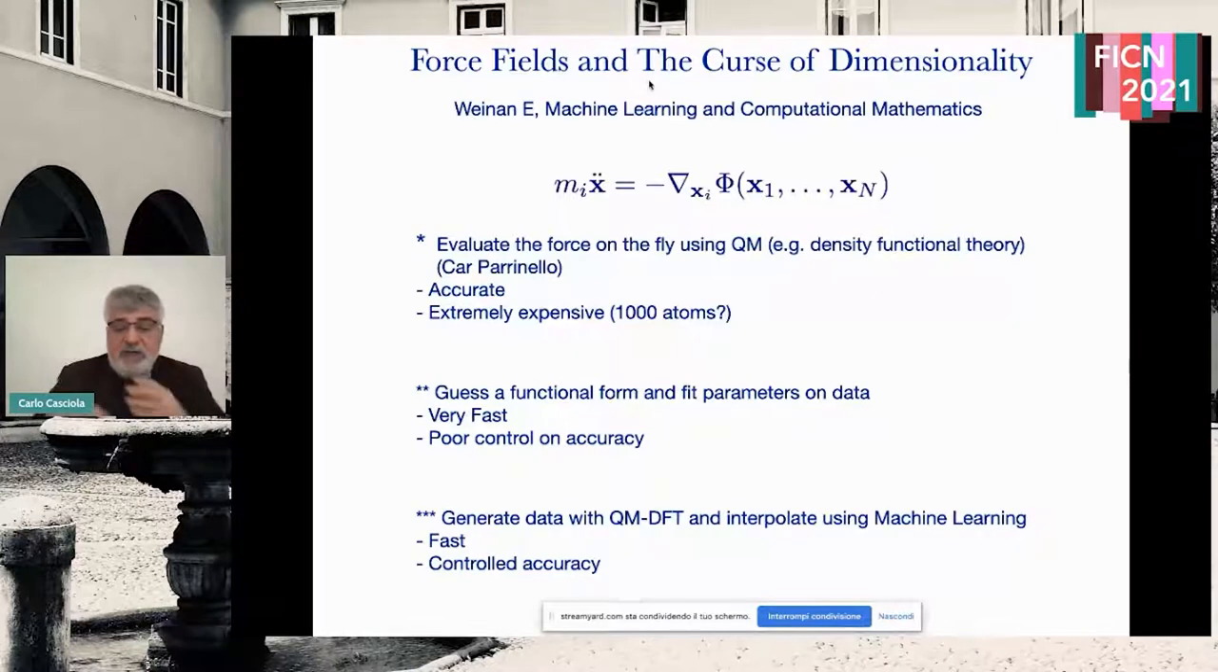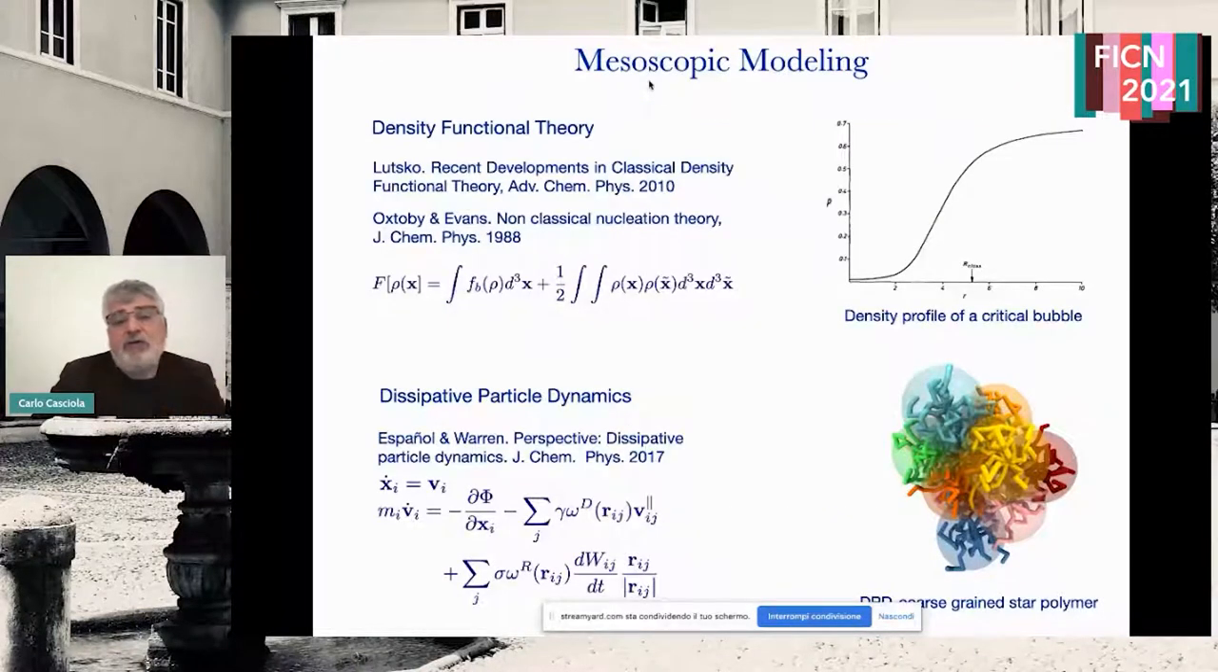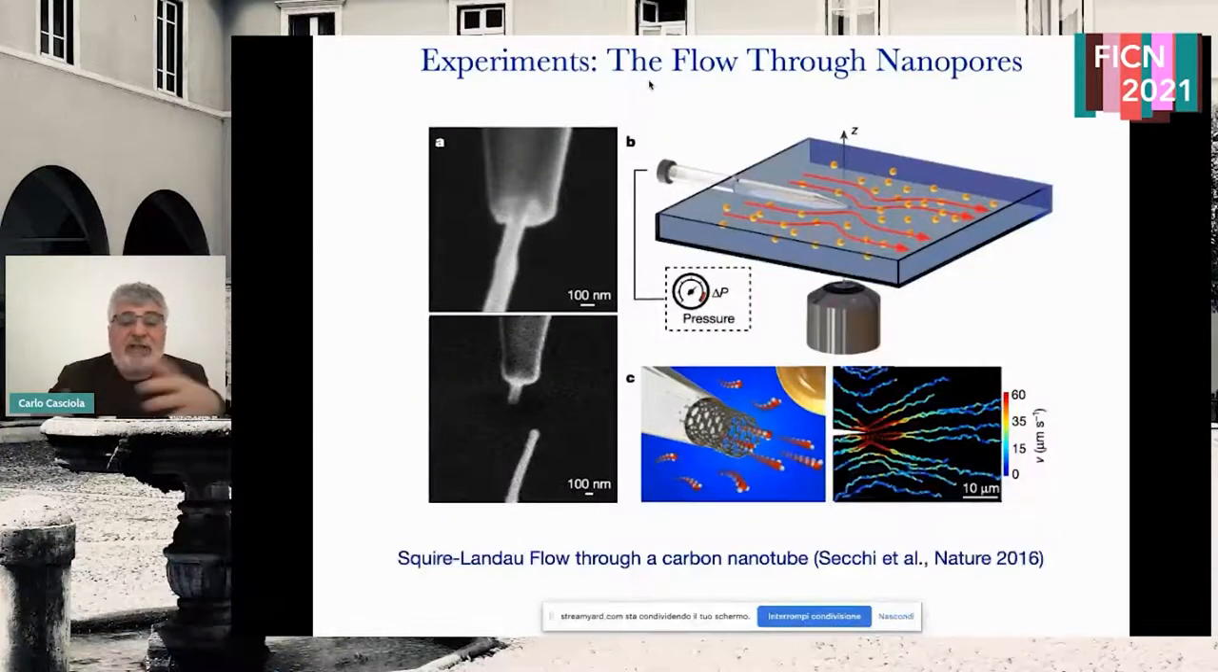I know that there will be important contributions during the workshop, the next talk in particular, concerning aspects related to machine learning. Then you could use mesoscopic modeling like classical density functional theory, Evans, Tarazona, or dissipative particle dynamics. For instance, you find a very interesting review in the paper by Español and Warren.